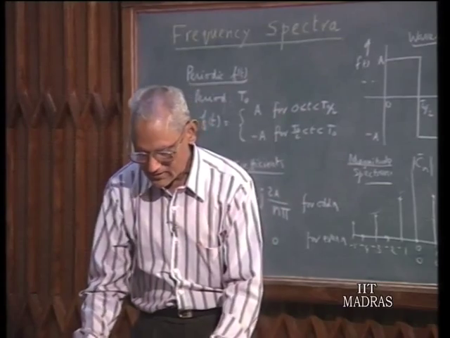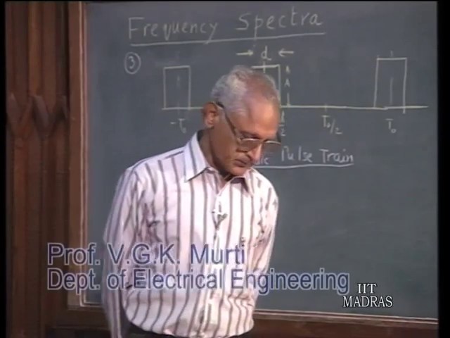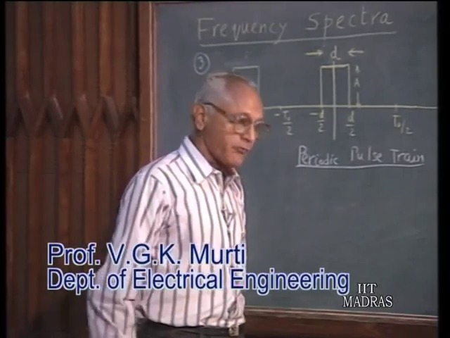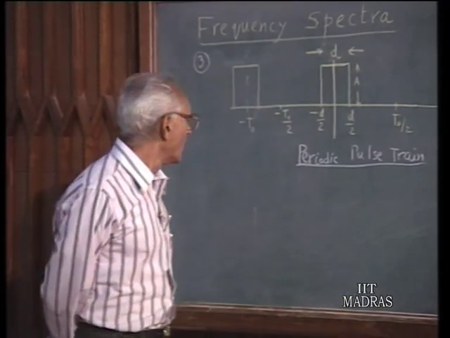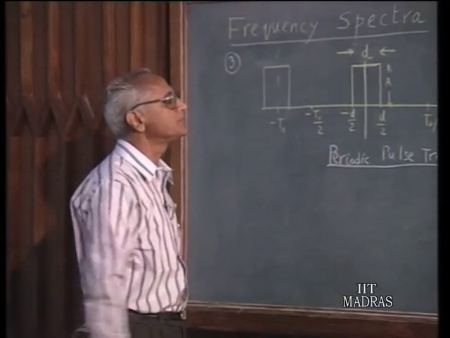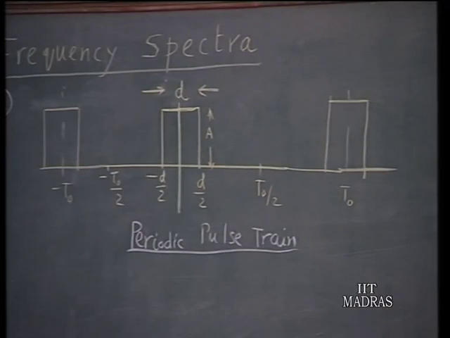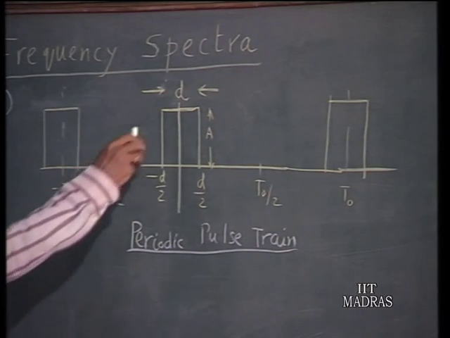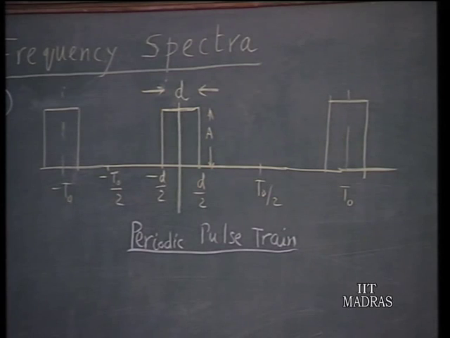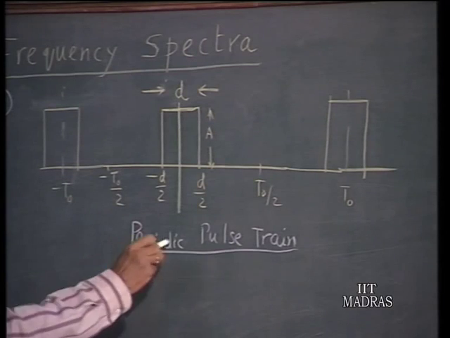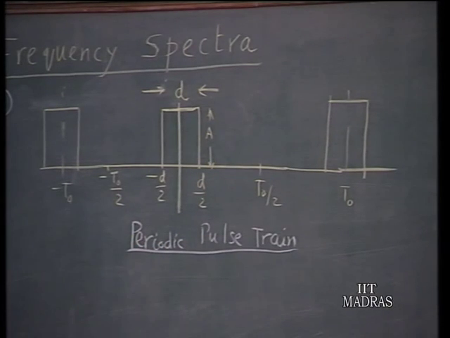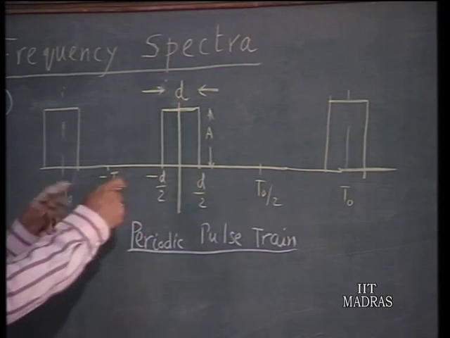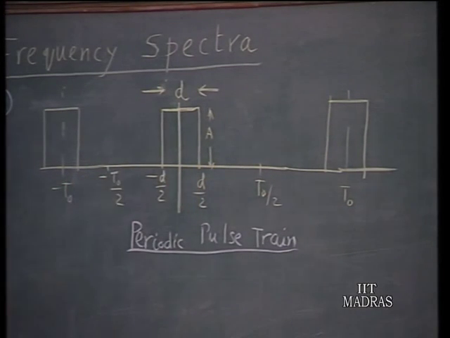and construct another spectrum. As a third example of finding the spectra, let us consider a periodic pulse train with a waveform depicted as here, where a rectangular pulse repeats itself every T0 seconds. The pulse has a width d and an amplitude A, and it is centered symmetrically with respect to the origin. So this is a periodic pulse train, and the duty cycle is d upon T0. That is, for T0 it lasts only for d seconds.